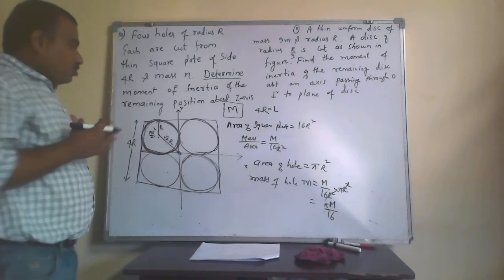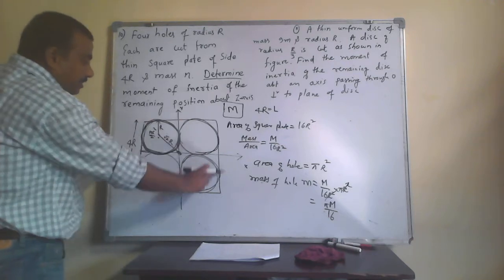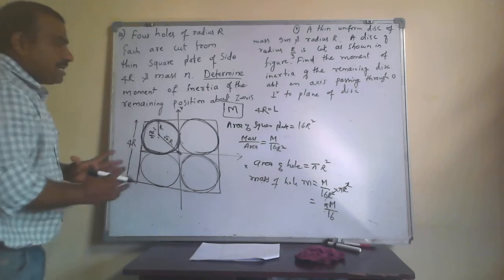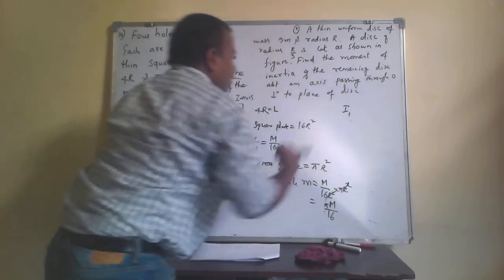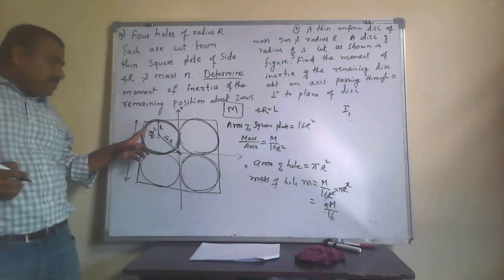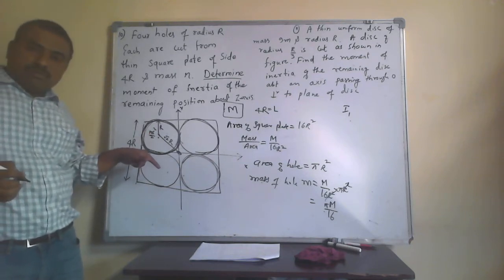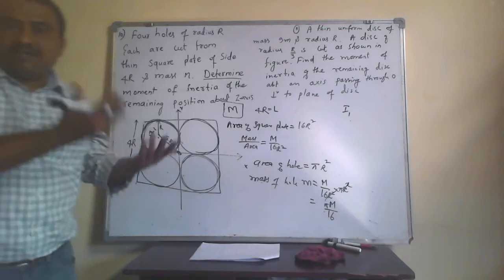My main aim is to calculate the moment of inertia of the remaining part. First I calculate the moment of inertia of the square plate as I1. Then I calculate the moment of inertia of this hole as I2. And I subtract one from the other and I will get the answer.